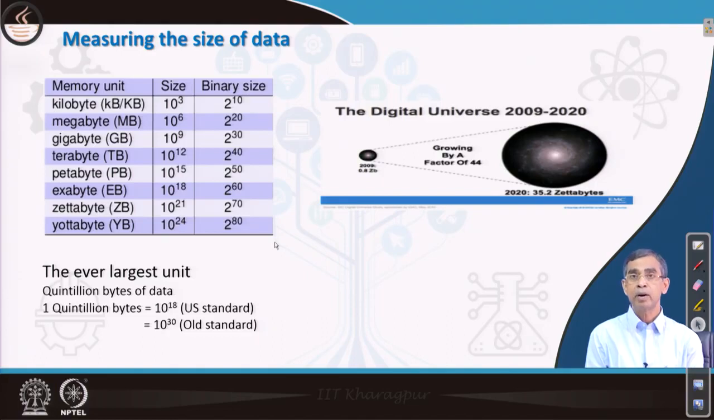Now, this is increasing every second, every moment, at the rate of 44%. That means a huge explosion of data is taking place, and as per the prediction, by the year 2020 the amount of data that the digital world should hold is around 35.2 zettabytes.